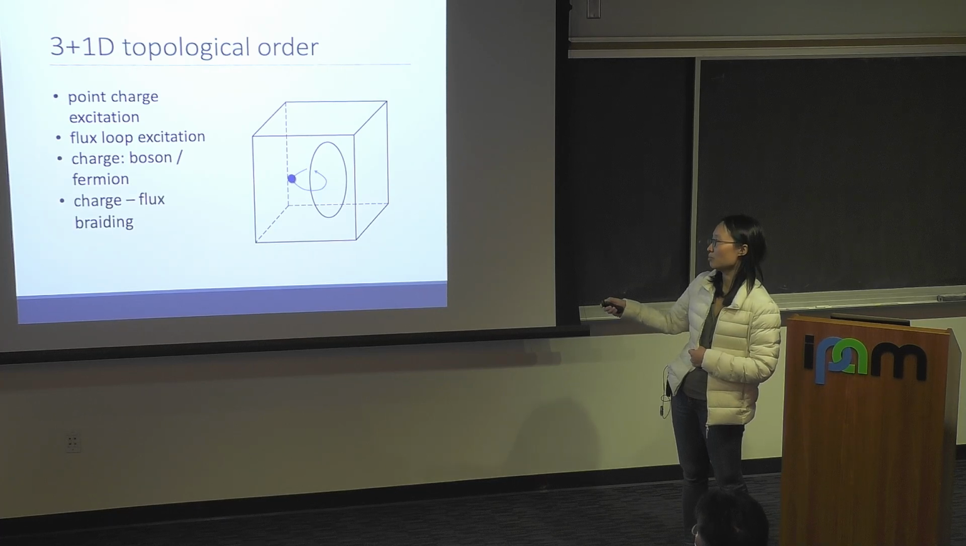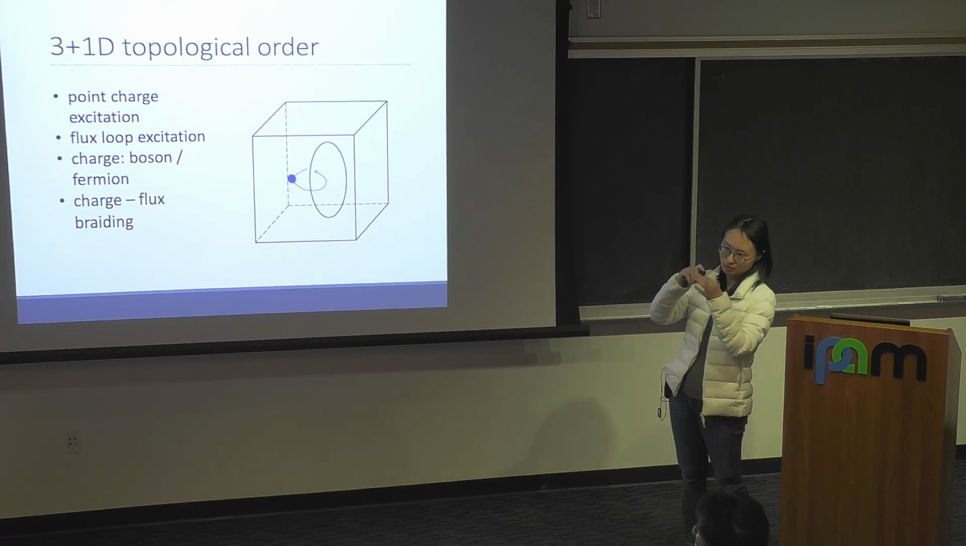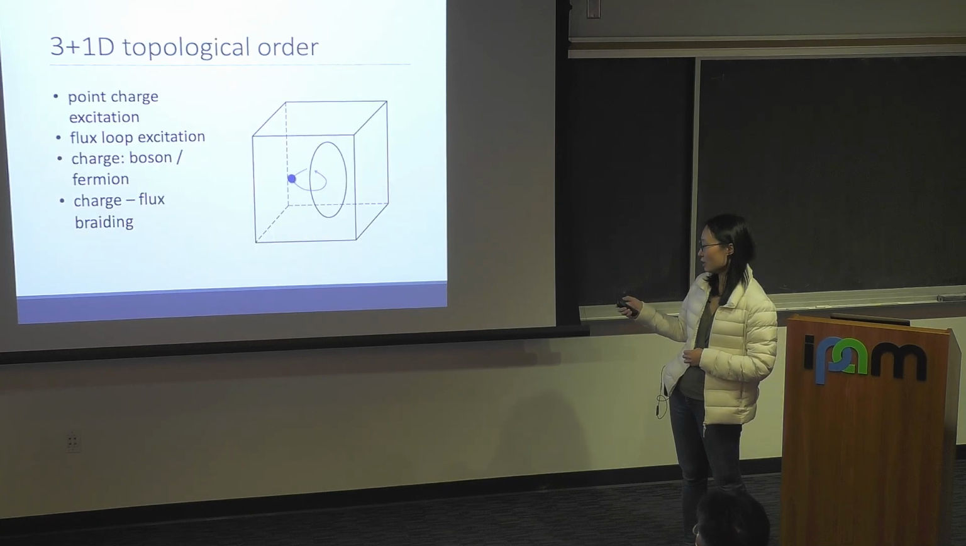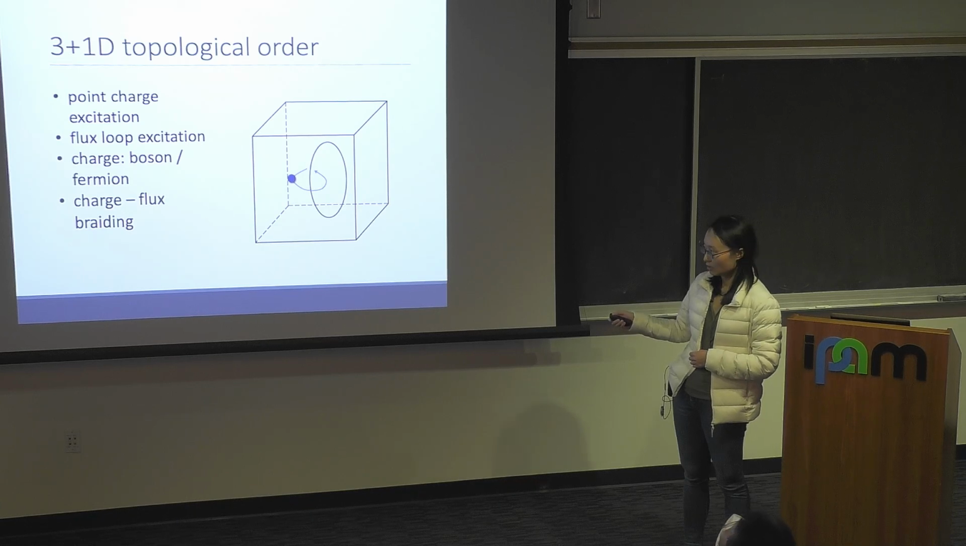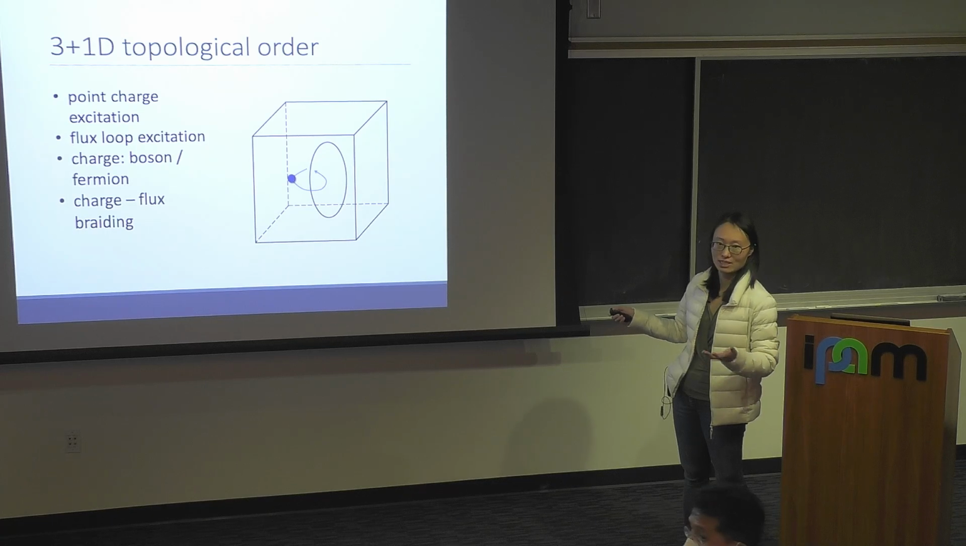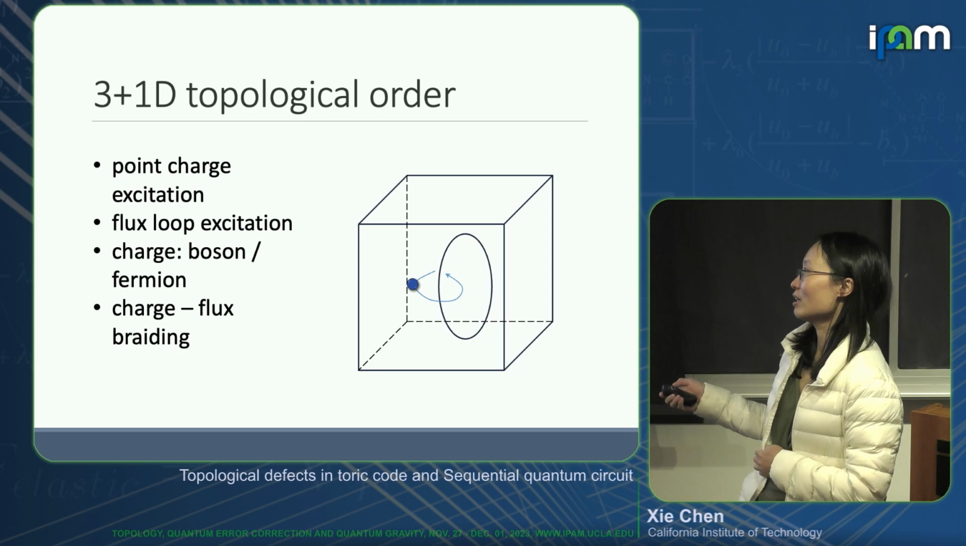And then when you braid a charge around the flux loop, when they go around each other like that, there's an Aharonov-Bohm effect giving you the corresponding statistics. So that's the simplest version of the story that there can be.